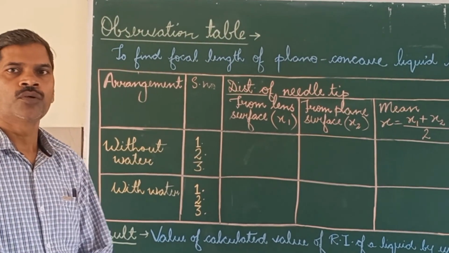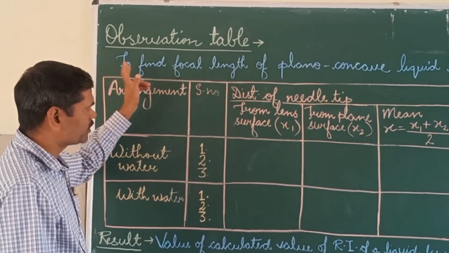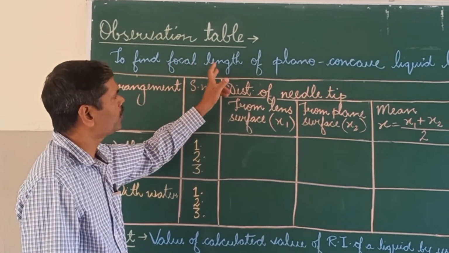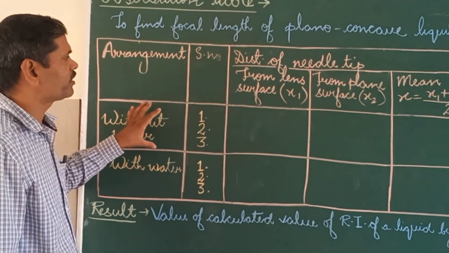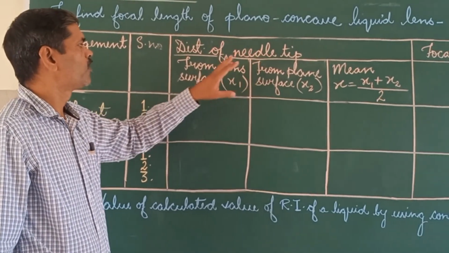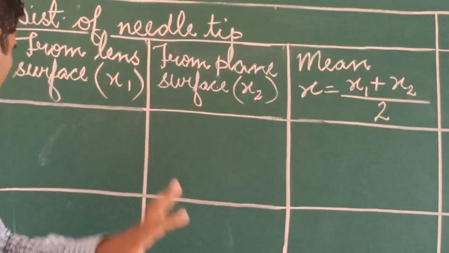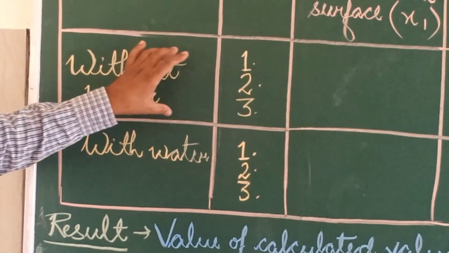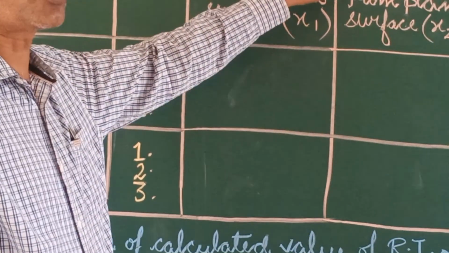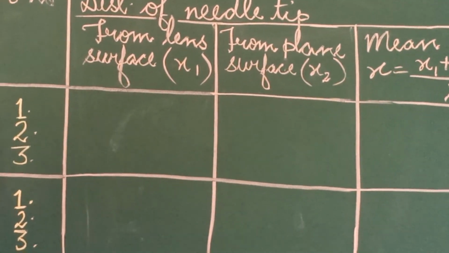Now, the next step is the observation table. The observation table to find the focal length of the plano-convex liquid lens. For this, first we find the distance of the needle tip from the lens surface, then from the plane mirror surface. So first without water and then with water. First I am going to take the reading of the distance of the needle tip from the lens surface without water. Now see the apparatus for this.